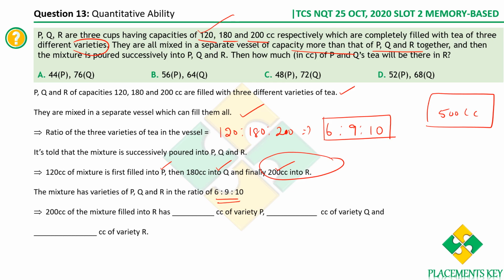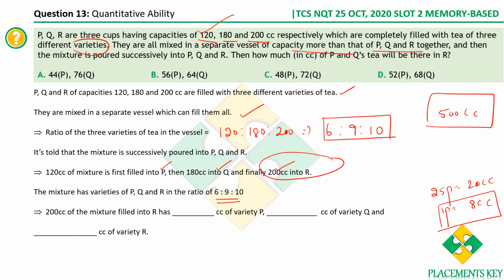We know that the ratio has to be 6 is to 9 is to 10. Therefore, totally how many parts are there? 6 plus 9, 15 plus 10, 25. So 25 parts is equal to 200 cc in all. So we can say that one part is equal to how much? It is 8 cc. Each part is 8 cc.